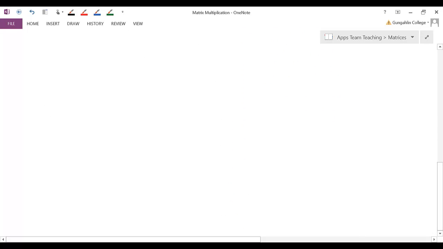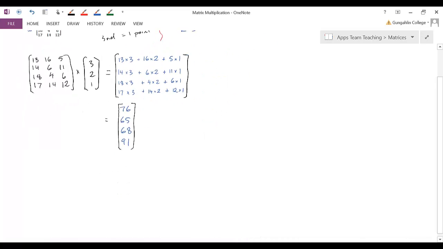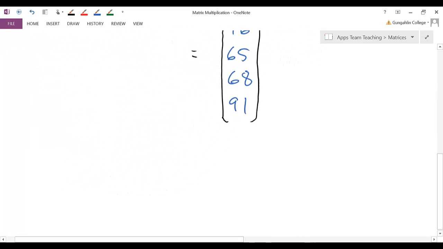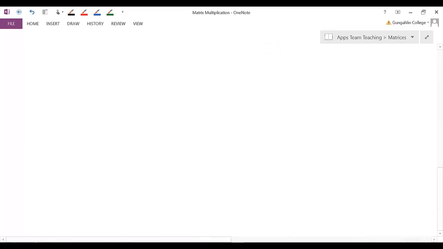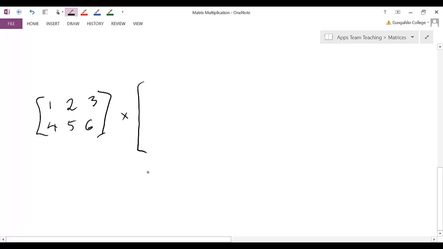Let's have a look at another example just to get our heads around how matrix multiplication is going to work. I'm just going to pick two random matrices that we're allowed to multiply together. That one's not very creative. And I'm going to multiply by, let's go with a 3 by 2 matrix.